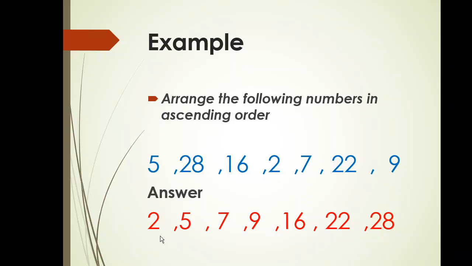Here, this is ascending order. These numbers are in ascending order because we started with 2, which is the smallest number in the list, and then we end with 28, which is the largest number in the list. Remember, ascending order, we start with the smallest number to the largest number, while descending order, we start with the largest number and then we move on to the smallest number.